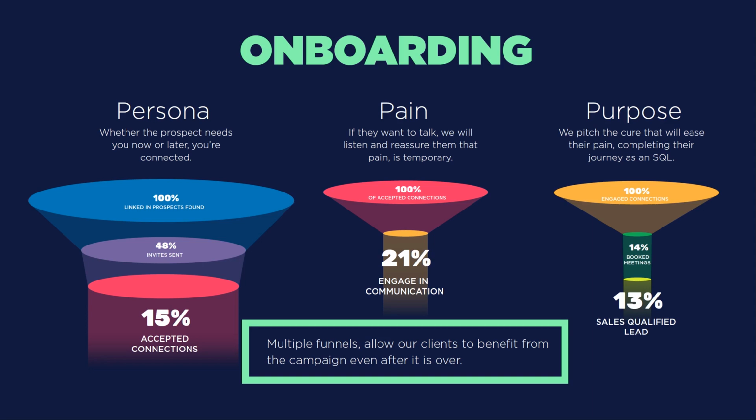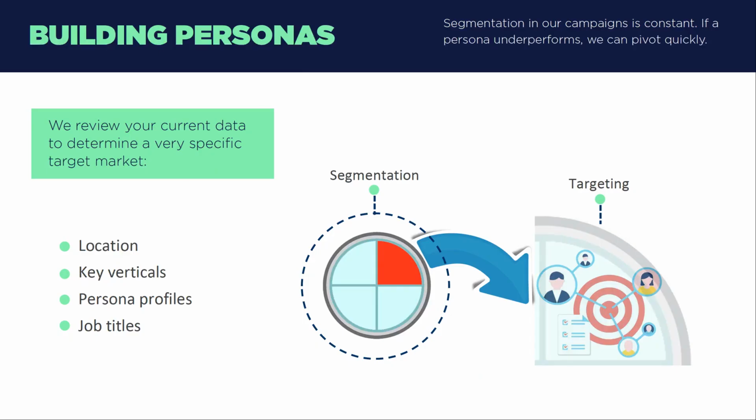It's important that we know the pain because that is how we provide the purpose. So as long as we know those two things, we can direct our messaging toward how it is that we can help them solve that pain, ease the pain. So we'll pitch the cure that will ease their pain and complete their journey as a sales qualified lead. So that is the third stage of the funnel, and this is the one that is the most valuable. And in between each of these steps, there's a lot that goes on. So let's see what goes on.